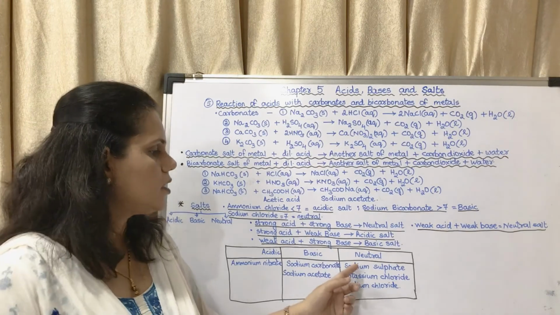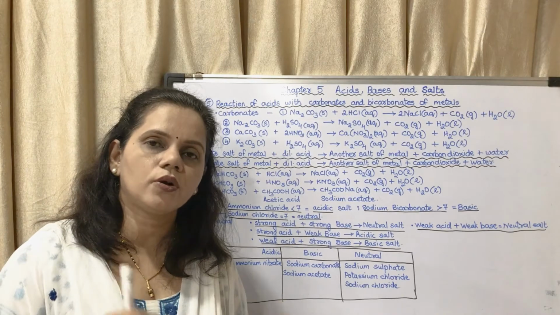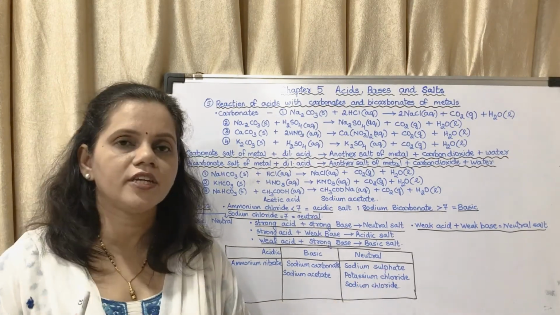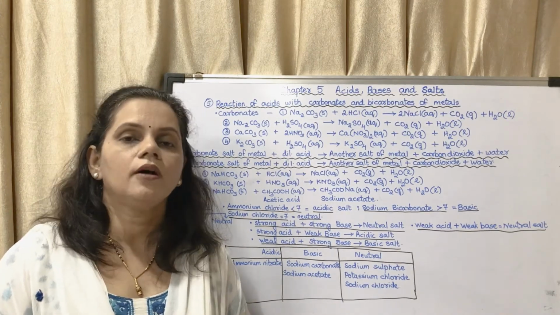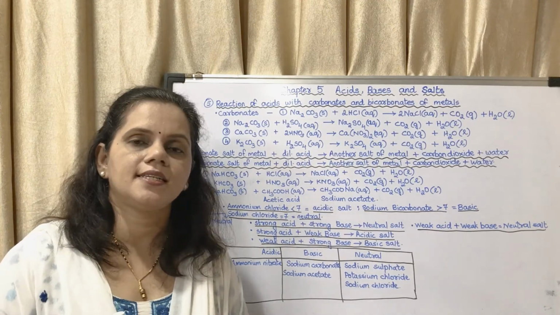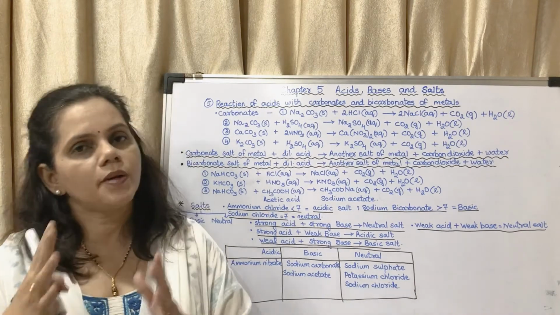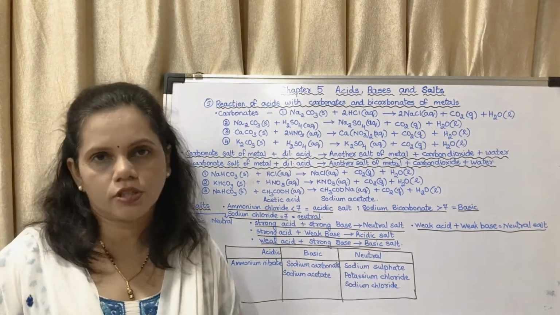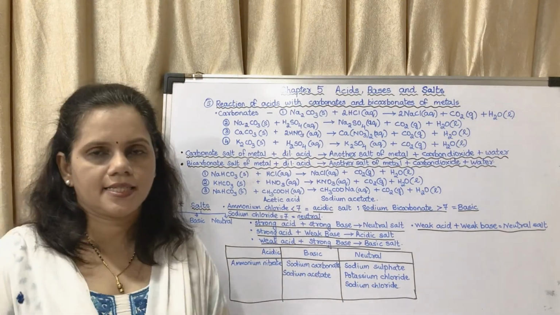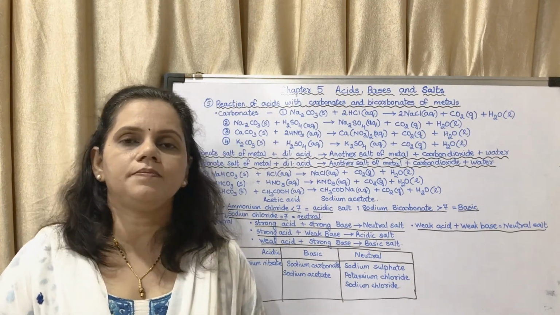Now here you may see sodium sulfate could be formed by the reaction of sodium hydroxide and sulfuric acid. Sulfuric acid is a strong acid and sodium hydroxide is a strong base. So strong acid plus strong base will give you a neutral salt. So these are neutral salts, these are basic salts, these are acidic salts. This you may write on that page itself. You may learn this today itself.